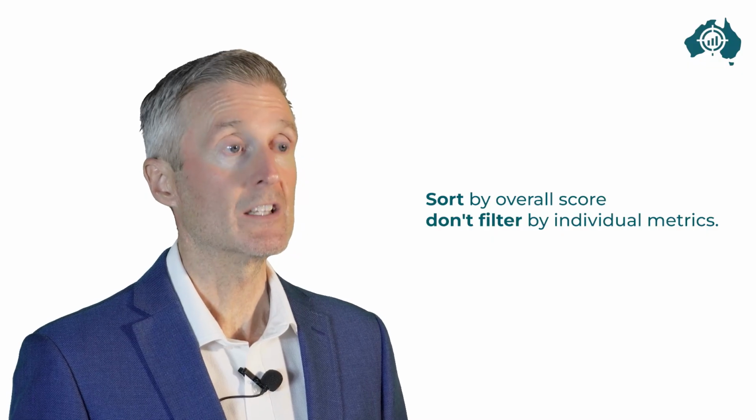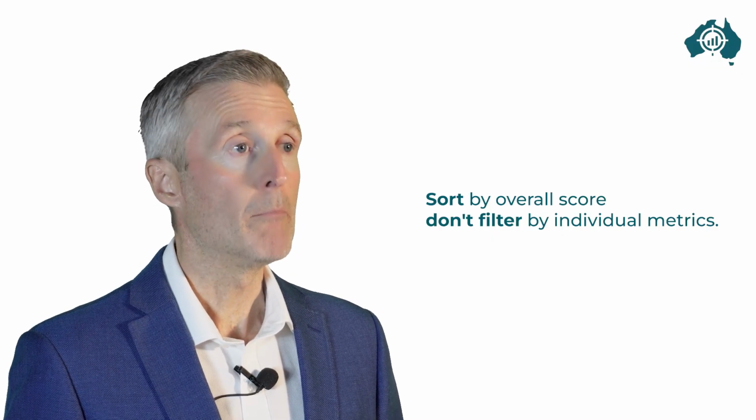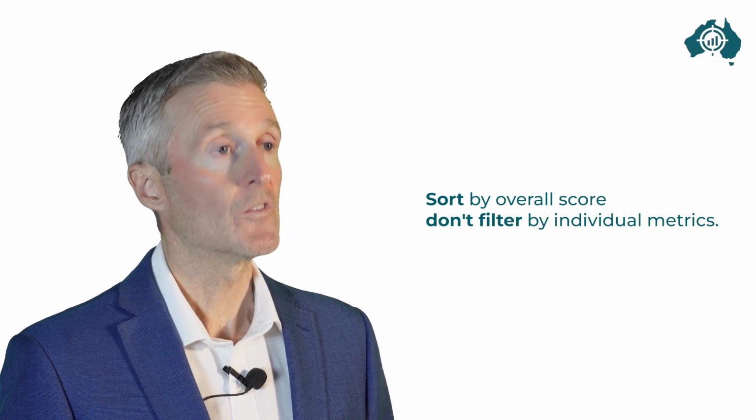Note that this is a better approach than filtering by individual metrics. The score combines those metrics, but if you filter by those metrics, you'll probably eliminate a good suburb from consideration simply because one of those metrics failed your filter settings. It is better to sort by an overall score than to filter by multiple metrics that are related to that score.